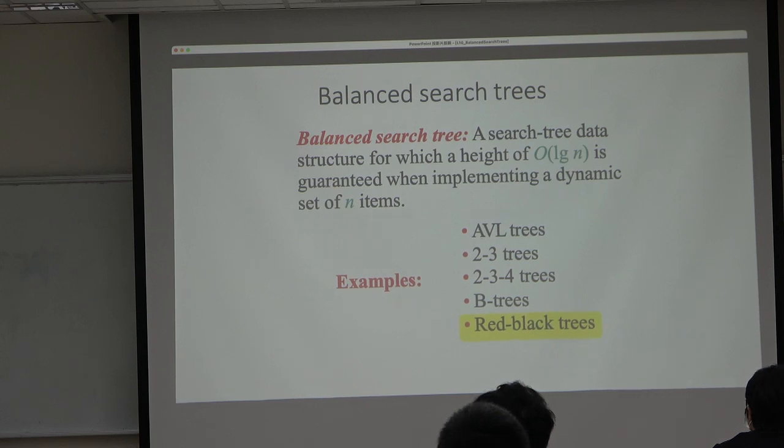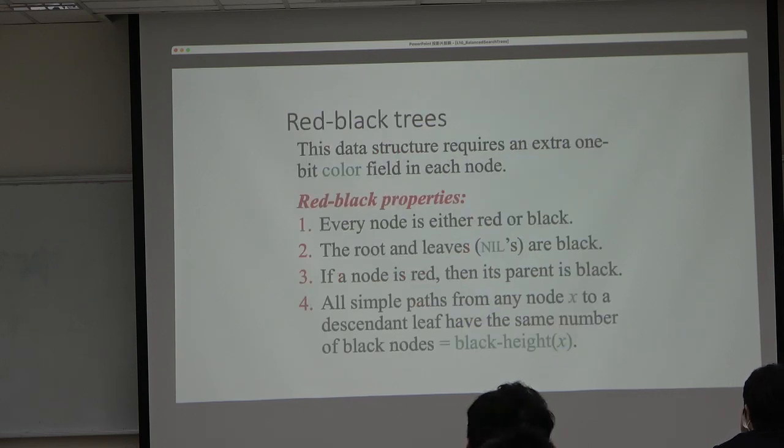So what is a red-black tree? Obviously it's a tree, but this data structure requires an extra 1-bit color field in each node. So each node has 1 additional bit to indicate its color. A node is either red or black. So we have 4 important red-black tree properties.